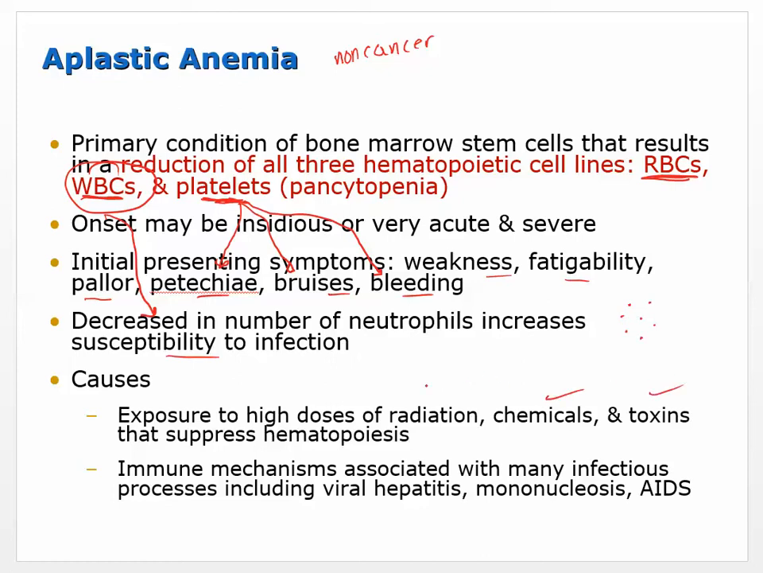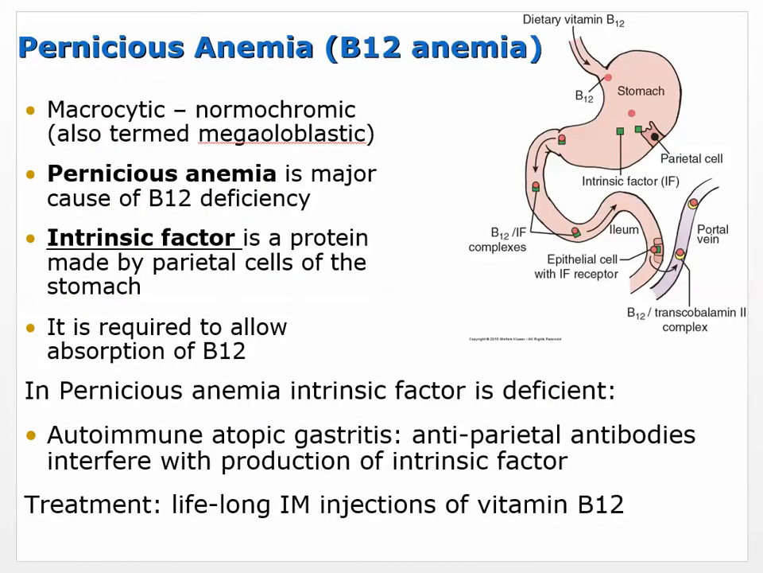Certain chemicals, toxins, anything that suppresses hematopoiesis. So notice we're saying hematopoiesis, which means all the blood cells, not just erythropoiesis or thrombopoiesis. Okay, immune system mechanisms associated with many infectious processes, including viral hepatitis, which is affecting your liver, mononucleosis, AIDS. These can all have an effect on your overall ability to produce blood cells. In this case, all of them. Okay, so let's get a little more specific here.